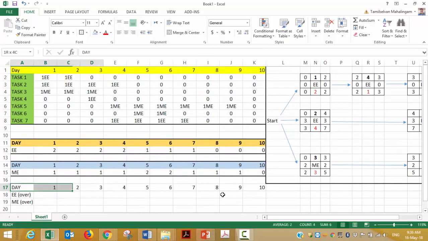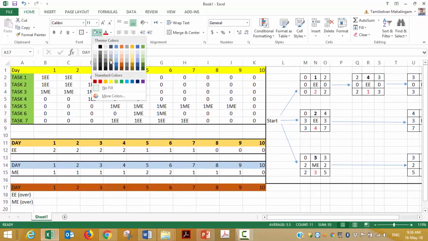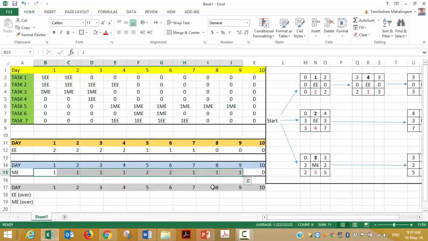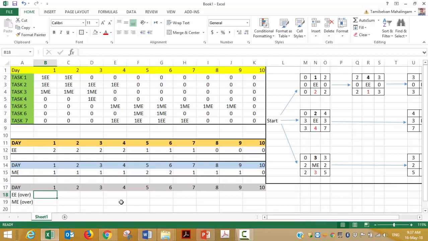So watch this. Day 1. If you notice, how many electrical engineers do we need? 2. But how many does the organization have? Only 1. Which means on any given day they cannot have more than 1 electrical engineer, or more than 1 mechanical engineer. If you have allocated more than 1, you over allocated. So for electrical engineers on day 1 we are over allocated, yes. Day 2 over allocation, over allocation. But day 5 onwards you allocated only 1, which means you haven't over allocated. So no, no, no, no, no.